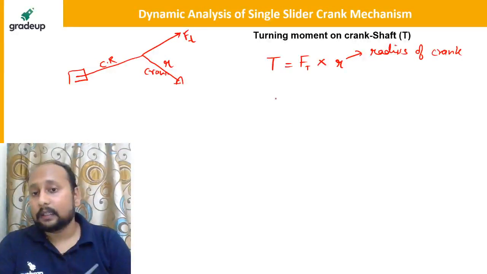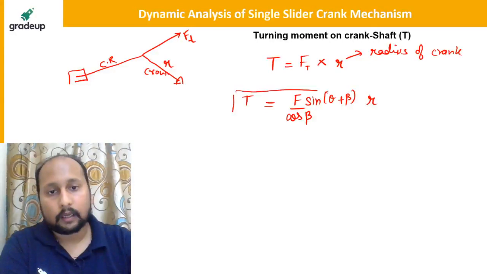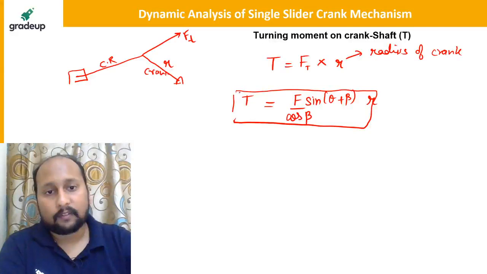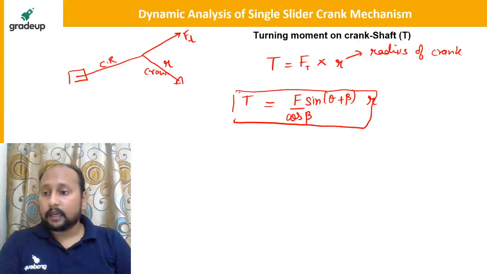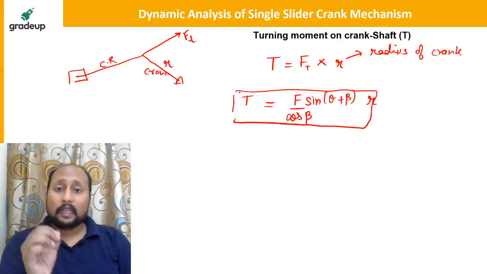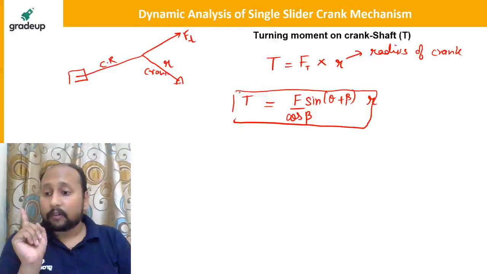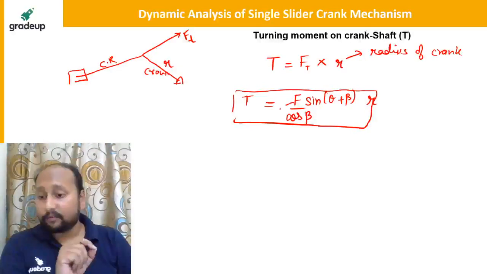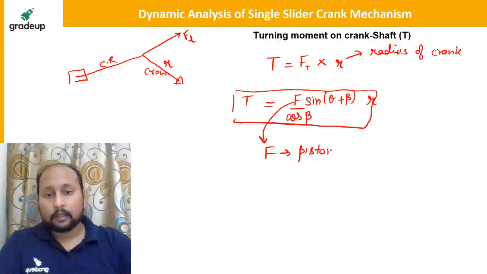Now, if I want to write this expression, it is equal to F sin(theta plus beta) upon cos beta, into R. This is the final expression of the turning moment on the shaft. Very important, because it is asked in many problems. In the GATE examination, if a question comes from this topic, they will definitely ask for the turning moment, because you need to calculate the different forces. What is F? F is the piston force, the piston effort.